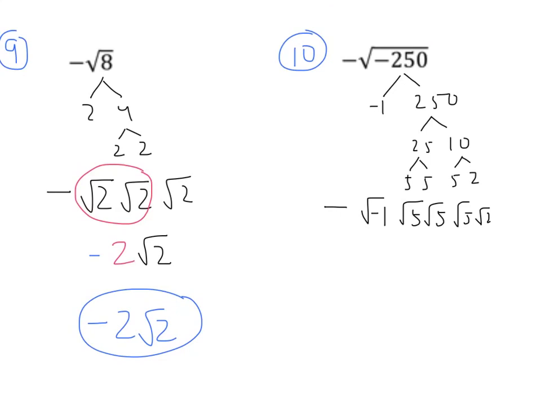Okay, and let's see what we can do here. The square root of negative 1, that is i. And then see, square root of 5 times square root of 5, that's 5. Square root of 5 times square root of 2, that's just radical 10. Right? And let's bring down the negative symbol here. So we're saying the opposite of i times 5 times radical 10. Right? And we can write this as the opposite of 5i radical 10, or negative 5i radical 10.